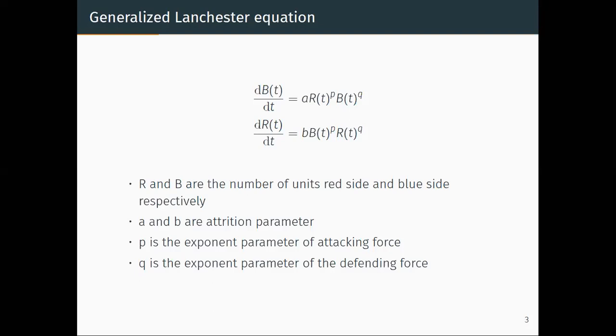Imagine P equals Q equals 1. Can you think of an exact physical interpretation of the attrition parameter in terms of, let's say, number of units killed? Suppose P equals Q equals 1, then the equations are dB/dt equals A R(t) B(t) and dR/dt equals B B(t) R(t). Can you think of a physical interpretation in terms of A and B with respect to the number of units killed or something like that?